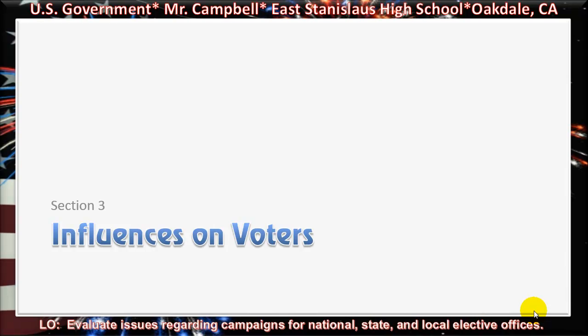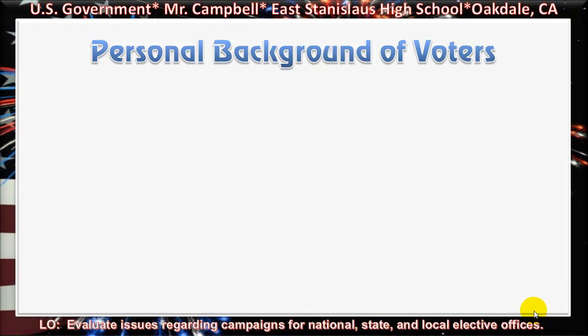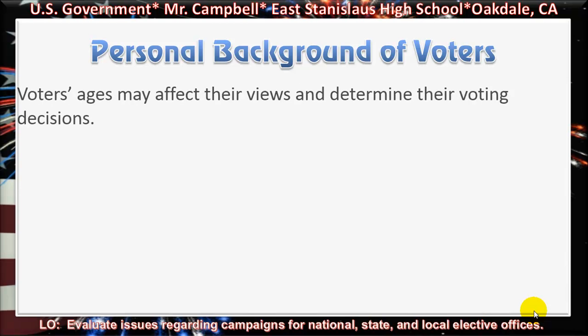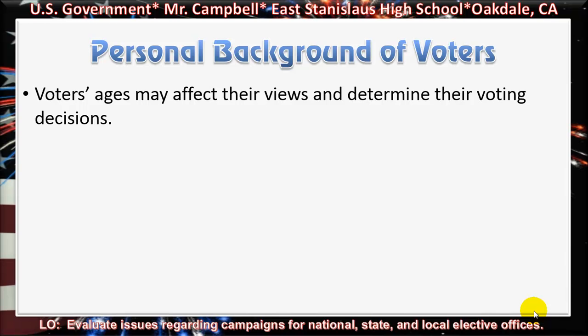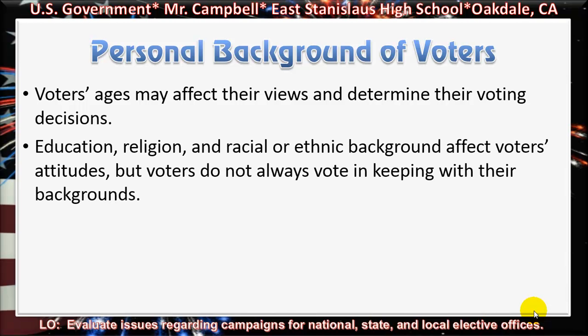Section 3, influences on voters. Okay, looking at the personal background of voters. Voters' ages may affect their views and determine their voting decisions. Education, religion, and racial or ethnic background affect voters' attitudes. But voters do not always vote in keeping with their backgrounds.